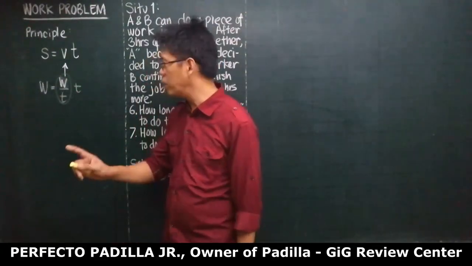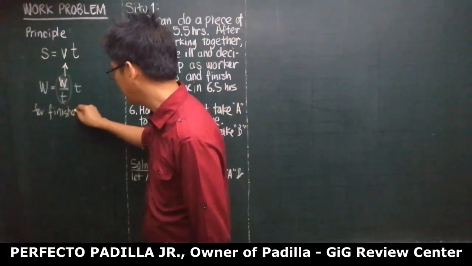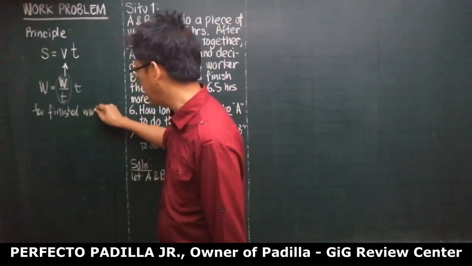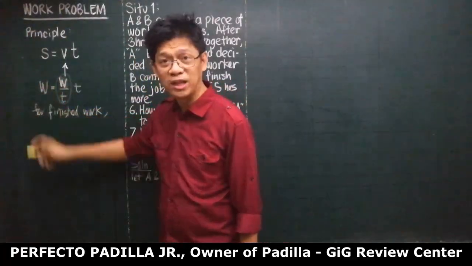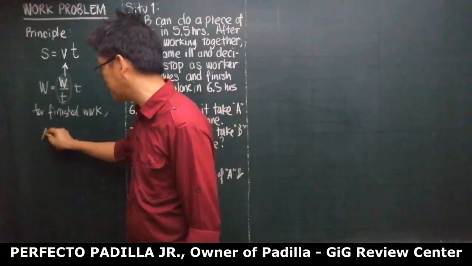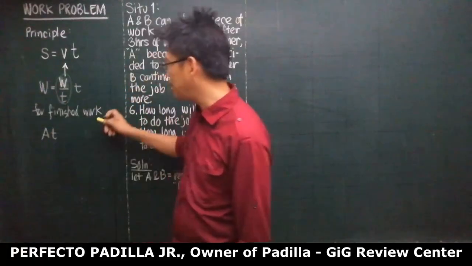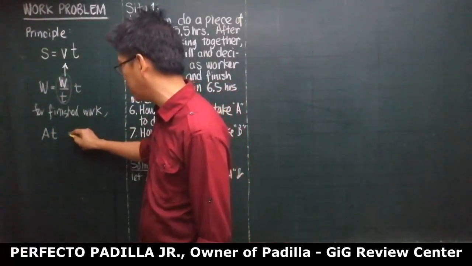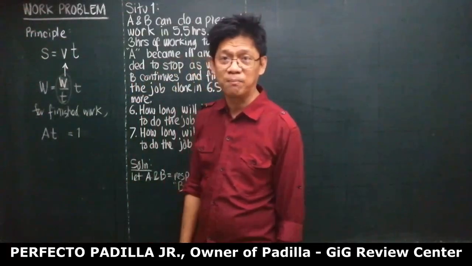Now suppose the work is finished. For finished work, the amount of work done is going to be equal to 1. So kung sisimplify ko yung rate, for example, A is the rate of worker A times the time he worked. Kung natapos yung trabaho, this will be equal to 1. Kung nangalahati, equals 0.5.